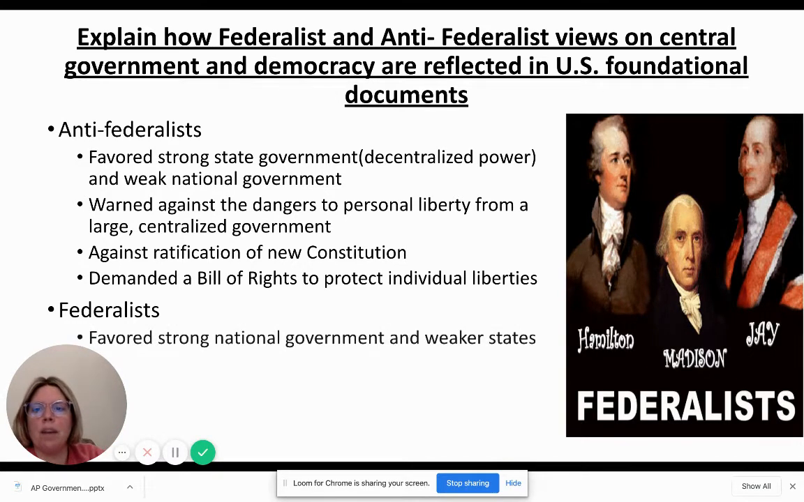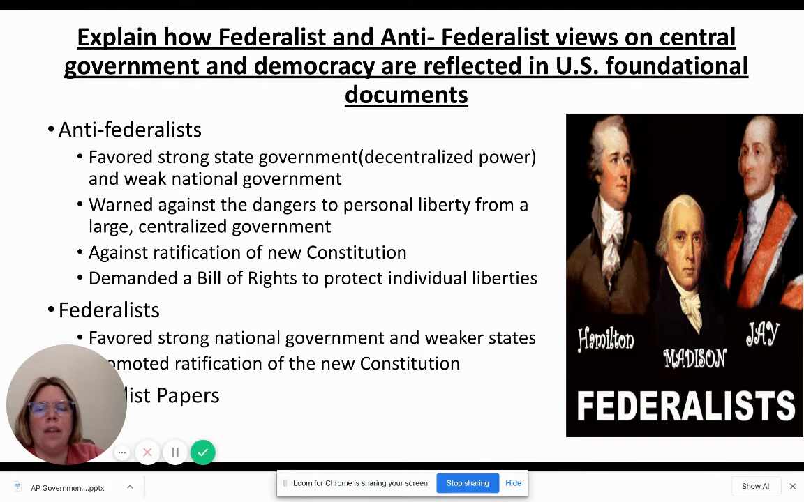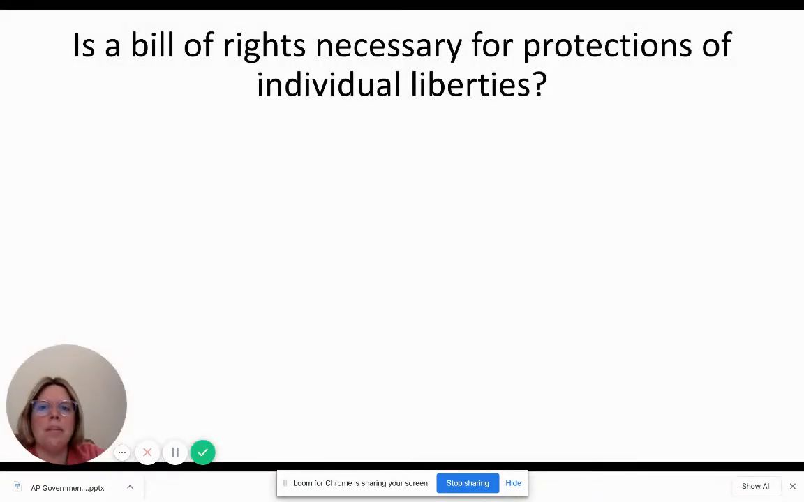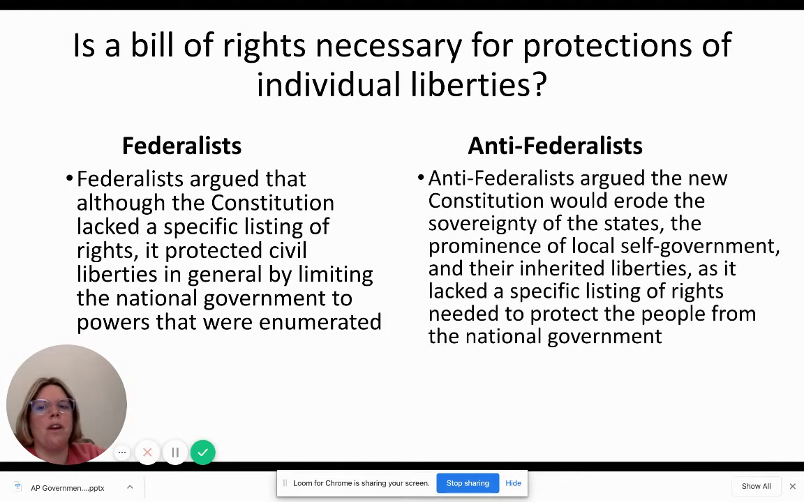So the Federalists, they were the ones who wanted stronger national governments and weaker state governments. So they wanted the new Constitution, and they wrote the Federalist Papers to defend that. Okay. Is a Bill of Rights necessary to protect individual liberties? Just two arguments. The Federalists are like, we don't really need it. The Anti-Federalists are like, yeah, you kind of do. So this is basically the two sides of why we maybe should have a Bill of Rights and why maybe we don't need it that much.